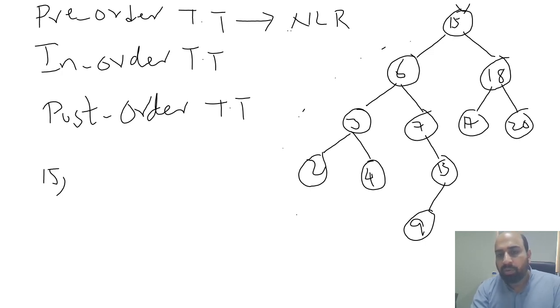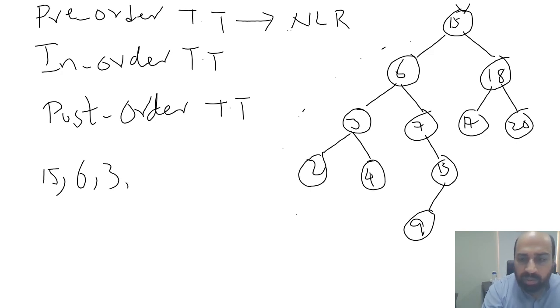So what we need to do, again, do the same thing: print the node, that is 6. Then go to the left subtree of 6, that is this one. Print the node, that is 3. Go to the left subtree of this 3 and print it, 2. Now go back: you have done the node, you have done the left, and now go to the right.